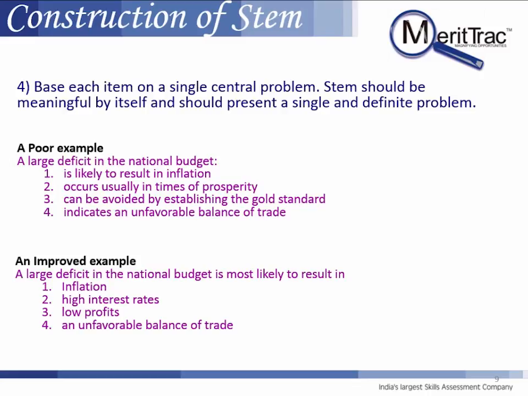A large deficit in the national budget is most likely to result in: first option, inflation; second option, high interest rates; third option, low profits; and the fourth one, an unfavorable balance of trade.